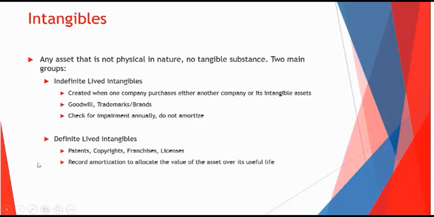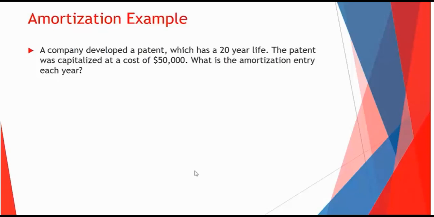And so what we're going to do is record amortization on these items to allocate that value. For intangibles, there are no separate amortization methods or anything like that. You just use straight line. No units of production, no declining balance, no anything.